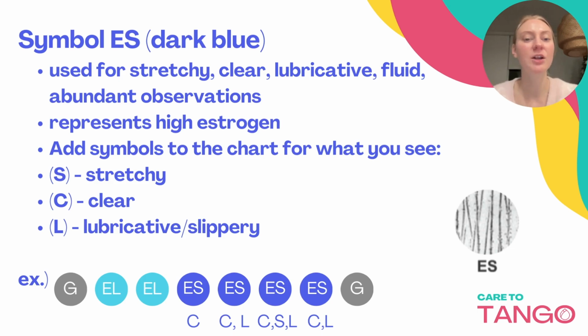This represents that you have high estrogen and are swiftly approaching ovulation, and you can use the symbols when you're charting. So when you chart the dark blue and your symbol for that, ES, you can also write S for stretchy, C for clear, or L for lubricative or slippery in the notes section below, just to make sure that you are writing down exactly what you're seeing. And then you can write how much as well. So if you want to write a little bit, maybe I saw a medium amount, or I saw a lot.